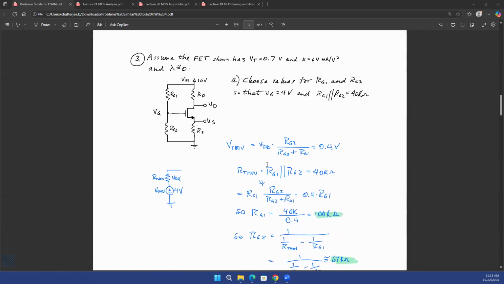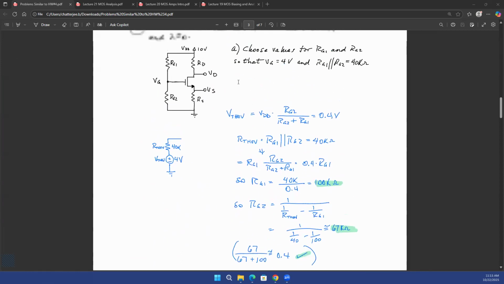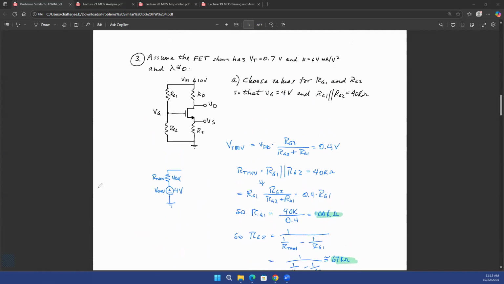All right. The third problem was probably the easiest. And I think you have a very similar problem in your homework number 4 as well. So in this case, you have a VT of 0.7 volt, K is given to be 64 milliampere per volt squared, lambda is equal to 0. You want to choose the values of RG1 and RG2. These are the biasing resistances. Again, we are only talking about DC analysis here. There's no question related to gain in your homework number 4, but homework 5 has the same set of circuits, or very similar circuits, and you are asked to find out gain.